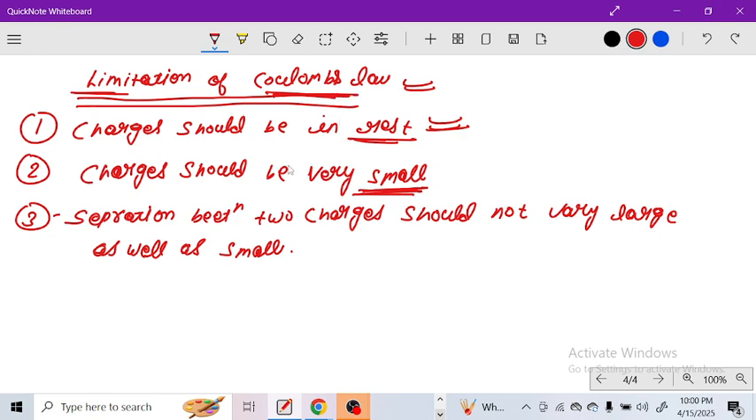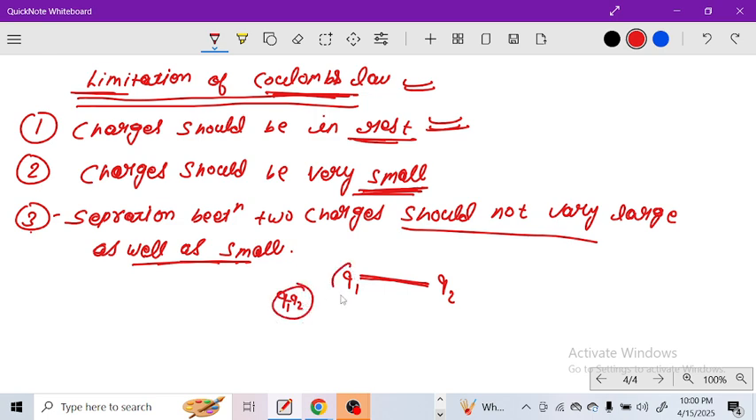And the third point is separation between two charges. Suppose we are taking two charges Q1 and Q2. You don't have to take too much distance between two charges. Suppose I am taking two charges like this, so there is no distance between them. How can we apply Coulomb's law? We will not be able to apply Coulomb's law. So the separation between two charges should not be very large and should not be very small also.